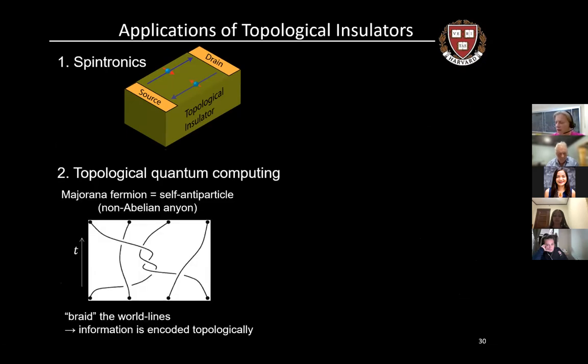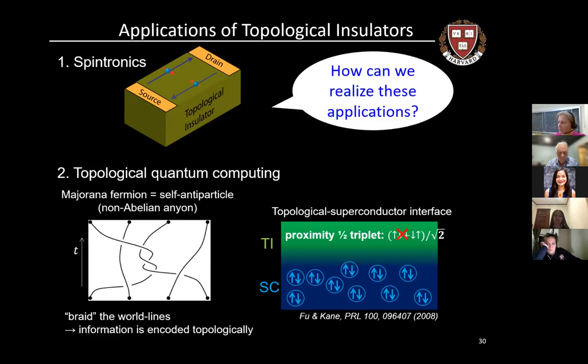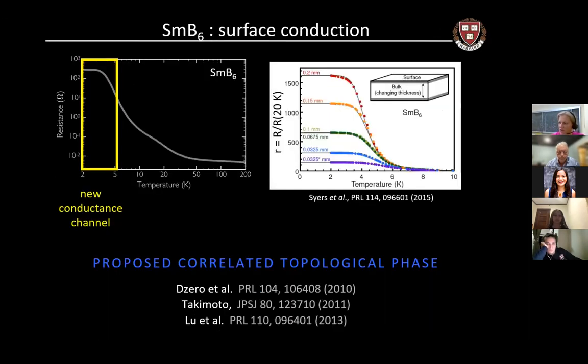And another thing that people are really excited about using these spin polarized surface states for is topological quantum computing. In particular, if you put these spin polarized surface states adjacent to a superconductor, you can have an unusual form of pairing, which leads to a topologically protected excitation that can store information, store quantum information more robustly than a single spin alone.